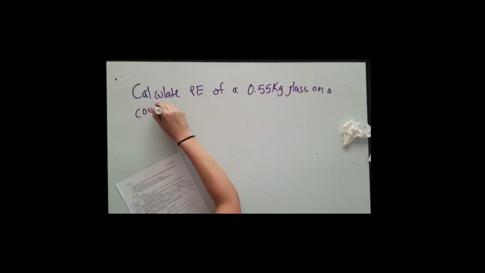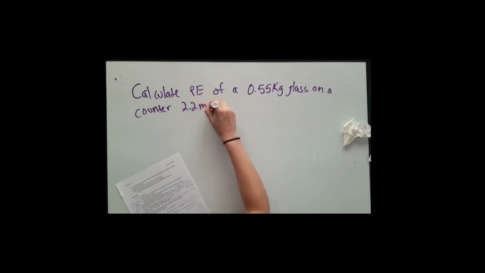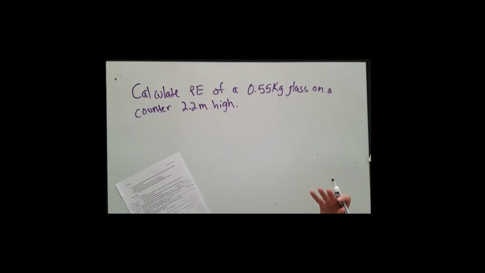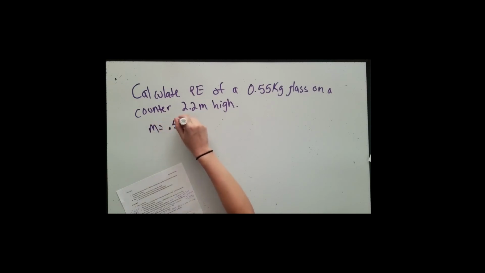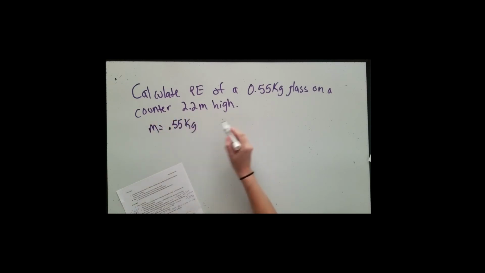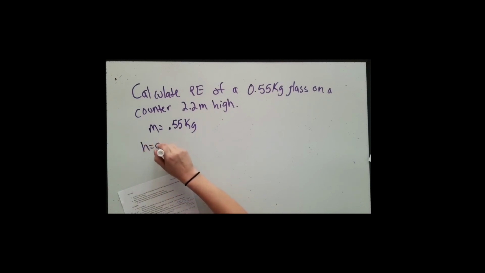So remember when we were talking about potential energy, that's the stored energy. So it's an object not moving. It's potential. How much energy could it have if it fell? So this glass is just sitting on the counter. It's not actually moving, but it does have potential energy based off of the height that it's at. So this first piece of information, my 0.55 kilograms, that's going to be my mass. The 2.2 meters high, so that's a height or a distance, same thing. And potential energy is what I'm solving for.